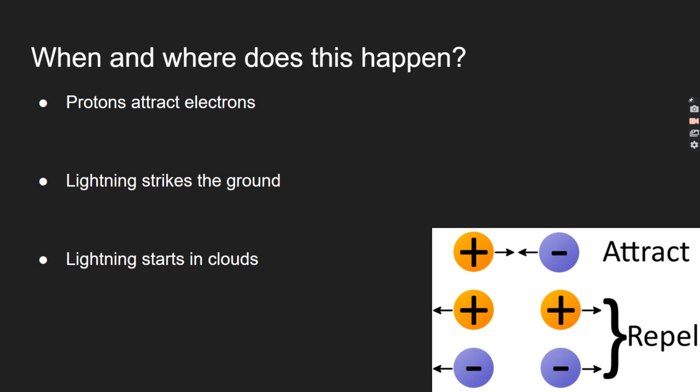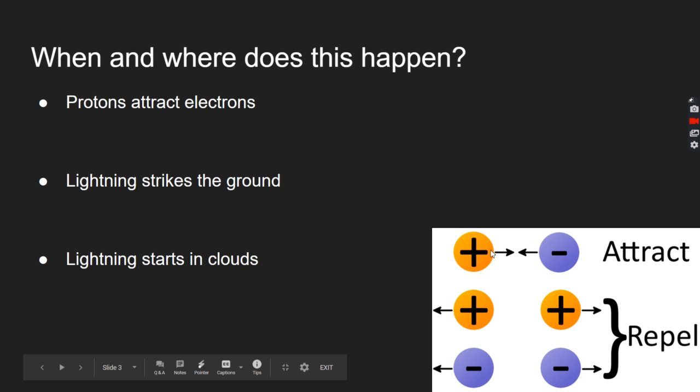Now we want to know when and where this occurs. Lightning happens when the electrons in the bottom of the cloud are attracted to the protons in the ground. It's actually pretty simple, and I think we all know where this happens. The lightning ends off in the ground when it strikes it, and it starts off in the cloud. Here's just a simple diagram, as you can see right here.